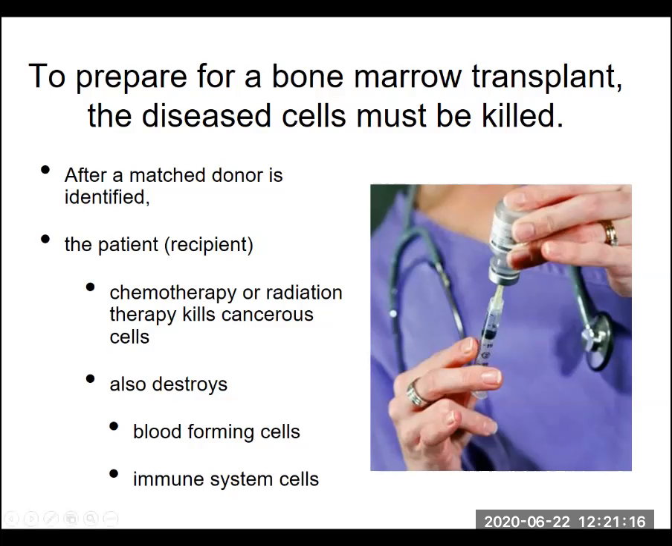So they have to make sure that they got a really good match, that the donor is healthy and is going to follow through on it, because once they start this treatment, they're going to destroy the blood forming cells, they're going to destroy the cells forming the immune system. So if they don't get the donation after they start this process, they're going to be in a really bad situation because they've really damaged their blood system.